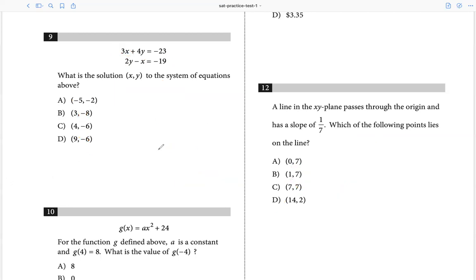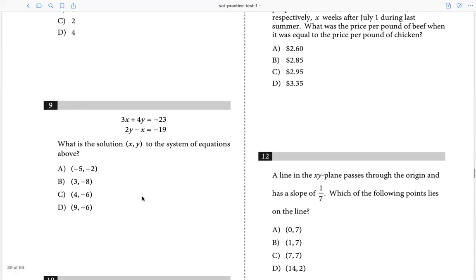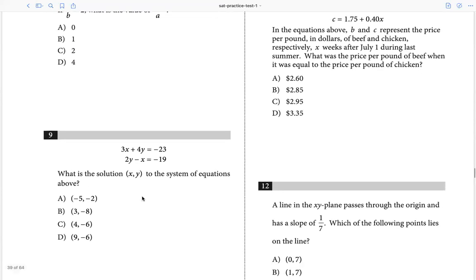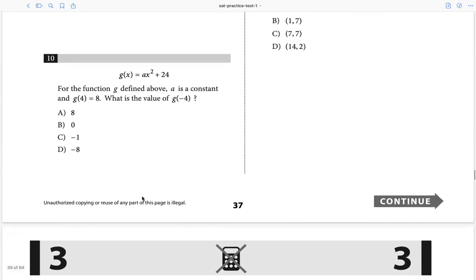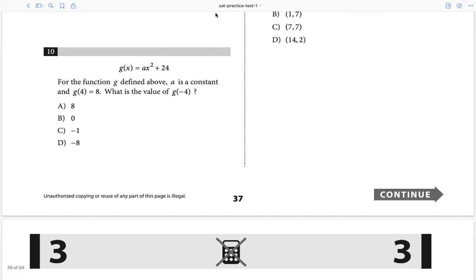Let's erase this. Now, let's move on. So we did talk about that. Let's go to question 10.